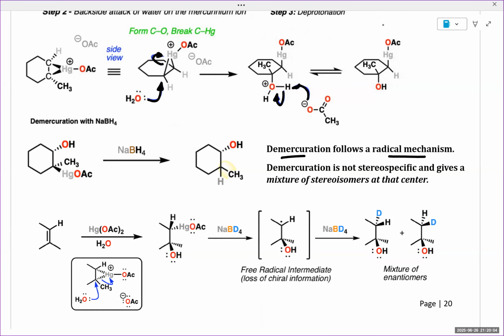Demercuration follows a radical mechanism, and this demercuration step is not stereospecific. You get a mixture of stereoisomers at that center. So, for example, if we take this alkyl mercury species and we treat it with sodium borohydride or a deuterated sodium borohydride, what you notice is that the reduction of the alkyl mercury species yields a mixture of enantiomers. So the reduction step is not stereoselective or stereospecific.